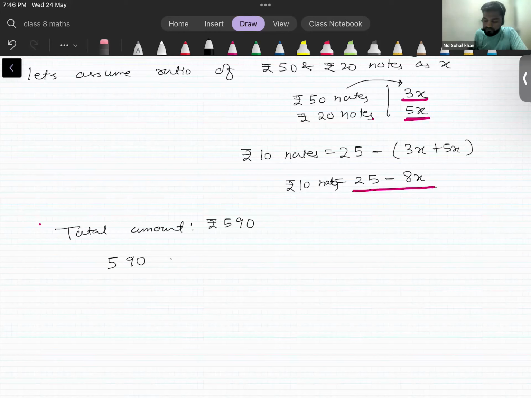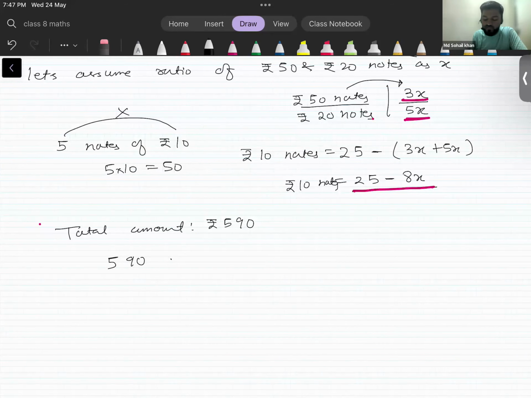Look, if I give you 5 notes of 10 rupees, how do you find the total amount? You simply multiply 5 with 10, which gives you 50 rupees. Similarly, 3x is the number of 50 rupee notes. If I ask you the total amount, you simply multiply 3x and 50. So the amount of 50 rupee notes is 50 into 3x.